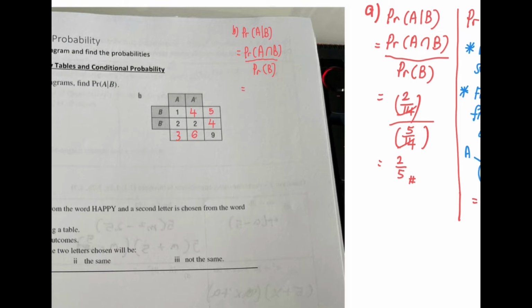And after that, we have to find out each of them one by one. We start from probability of A intersect B. So A intersect B is basically this region. As you can see, A is here, B is here. So A intersect B is 1 out of the total of 9. We take the grand total, 1 out of 9.